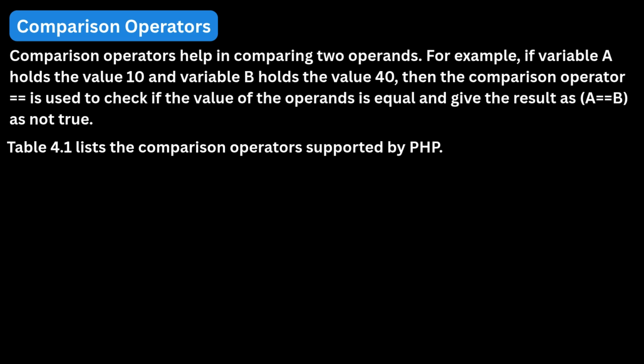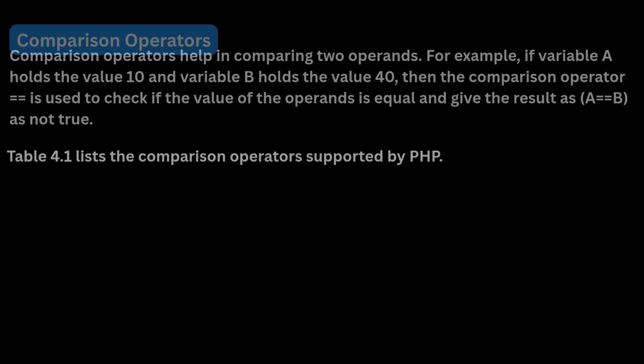As the slide mentions, Table 4.1 will list all the comparison operators supported by PHP. These include checks for equality, inequality, greater than, less than, greater than or equal to, and less than or equal to. Each of these operators allows you to compare two operands in slightly different ways, giving your program the flexibility to handle a wide variety of scenarios. Understanding comparison operators is essential because they are used everywhere, from simple checks to complex logic structures. Once you master them, you'll be able to build programs that react intelligently to different situations and user interactions.